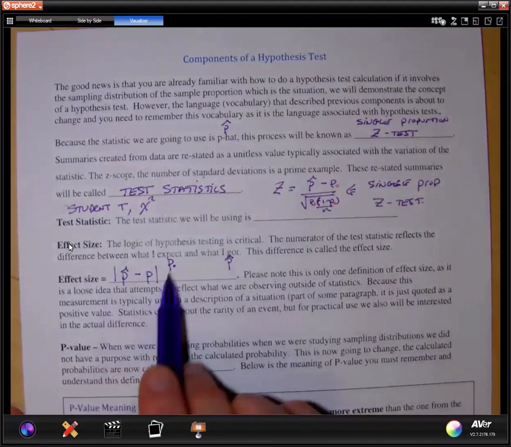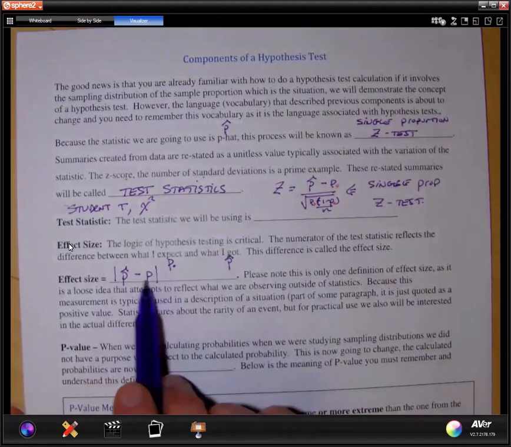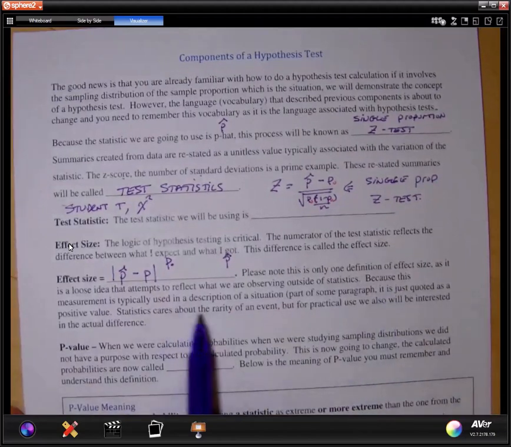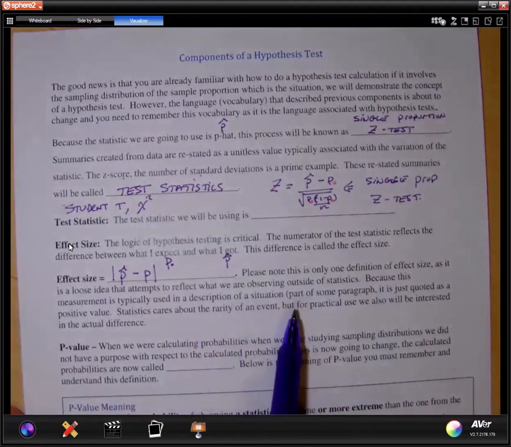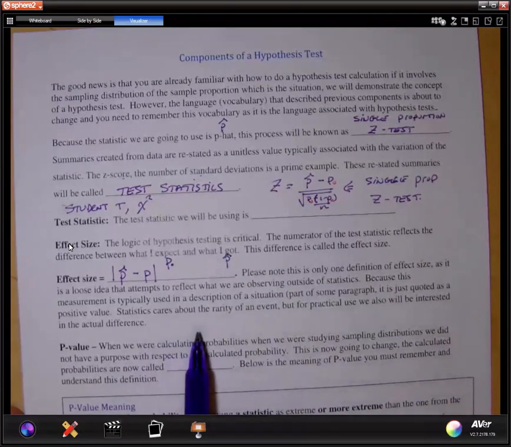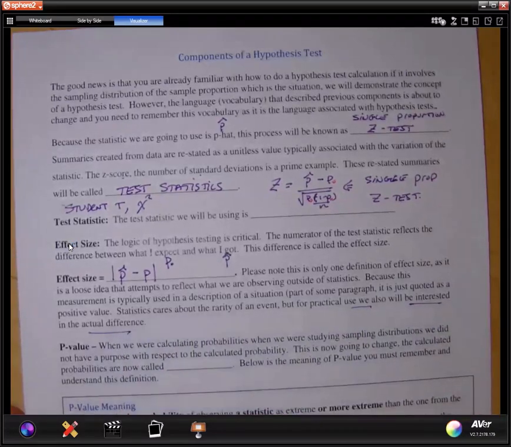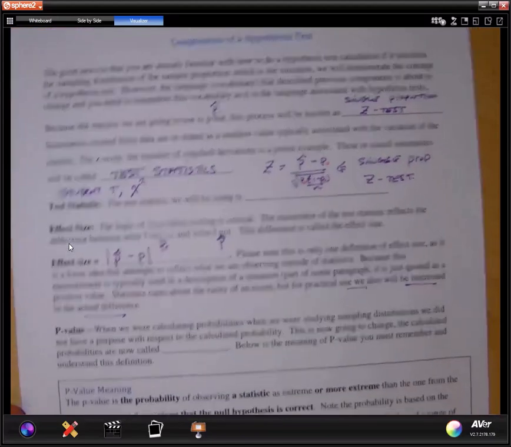So this is not about statistics. This is saying, well, how big was the difference between the two? Because this measurement is typically used in the description of a situation, part or some paragraph, it is just quoted as a positive value. Statistics cares about the rarity of the event, but for practical purposes, we'll be interested in the actual difference. And we'll look at this later.